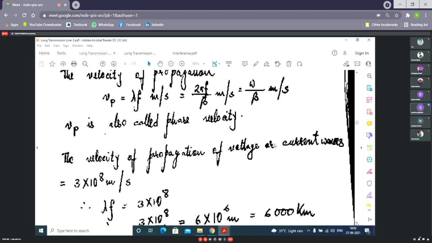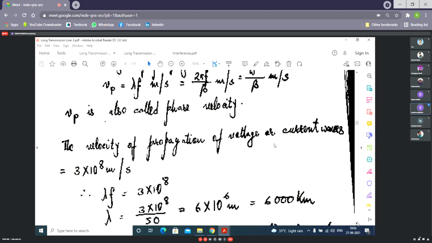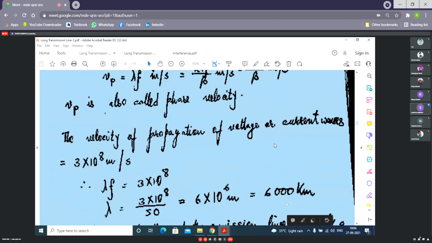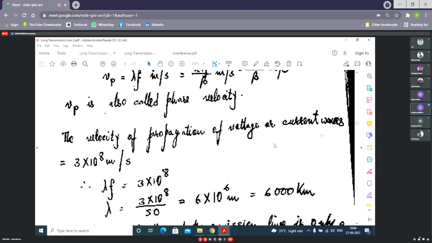Now the velocity of propagation of voltage and current waves is 3 into 10 to the power 8. So we can easily find lambda, because f is known and Vp is known, for overhead transmission lines. So lambda equals Vp by f. Substitute the value for f. If it is 50 hertz, then it is 6,000 kilometers. So if the line is of length 6,000 kilometers, then a phase shift of 2 pi radians will occur. That means the phase angle difference between the voltage at the sending end and the receiving end of a line of length 6,000 kilometers will be 2 pi.